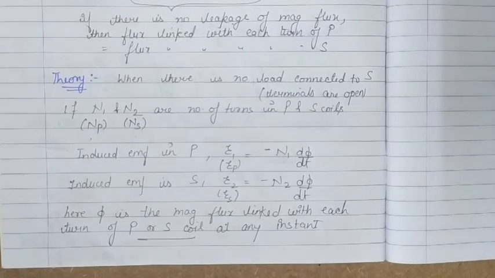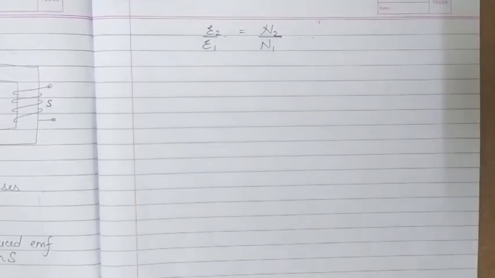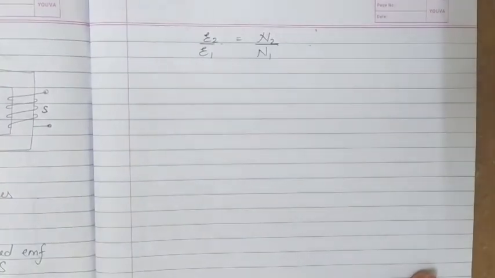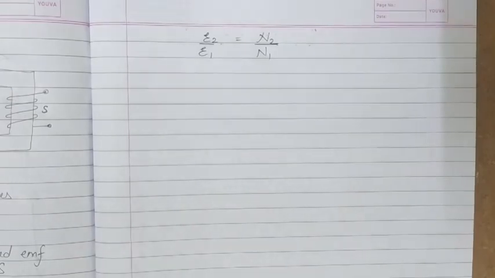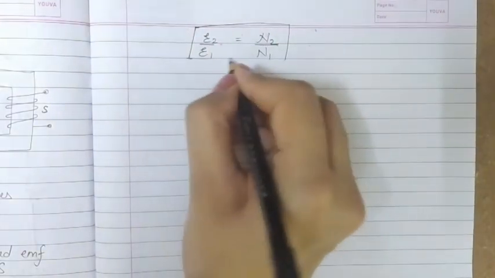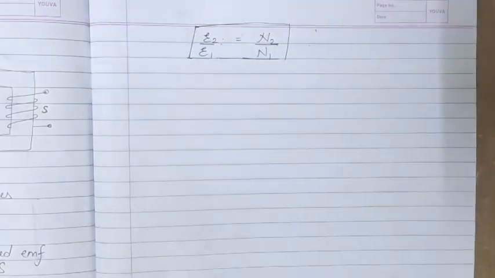Now we are taking the ratio of these two values. So epsilon 2 upon epsilon 1 is equal to N2 upon N1. That means the ratio of induced EMF, epsilon 2 upon epsilon 1, is equal to the number of turns N2 upon the number of turns N1. This is the ratio of EMF induced in the secondary coil to that of the primary coil.